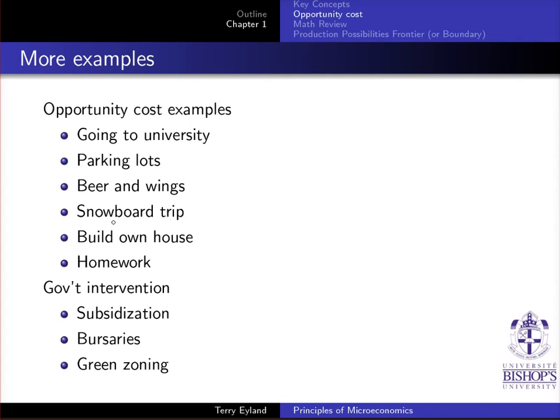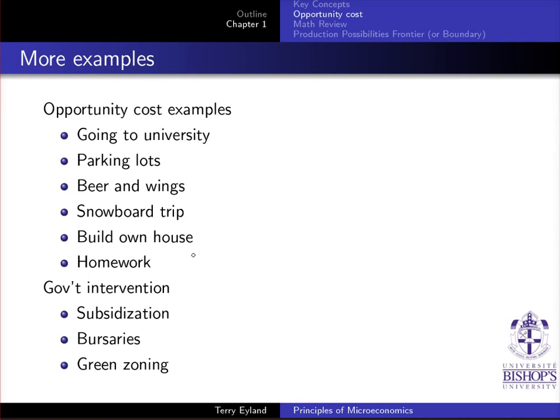Beers versus wings: the more you buy of one, the less you could buy of the other. A snowboard trip: if you're thinking over Christmas time to go on a trip, and you could be working instead or doing something else, you have to take into account the cost of your trip and everything else versus how much money you could be making.